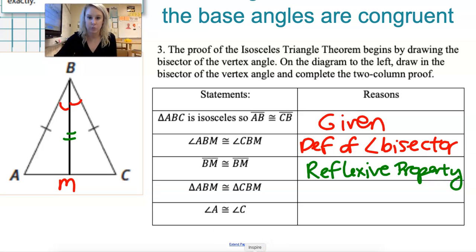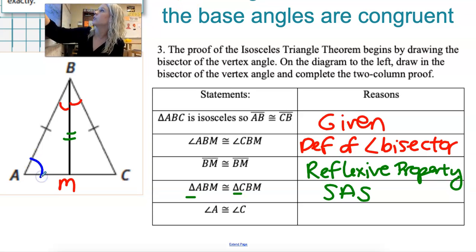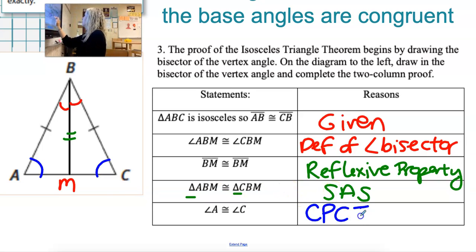Okay. The reason I know the triangles are congruent, so that's the side, side, side, side, angle, stuff we learned. I have a side, and then an angle, and then a side. So that would be side, angle, side. And then the reason I know that angle C is congruent to angle A is right after that would be CPCTC. Corresponding parts of congruent triangles are congruent.